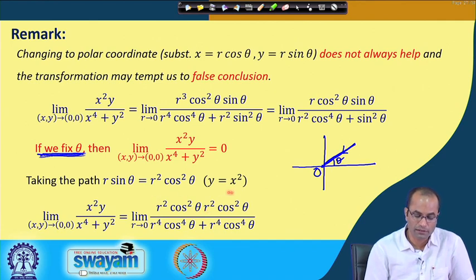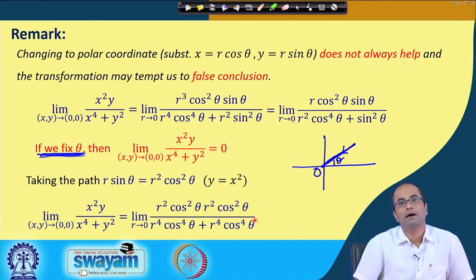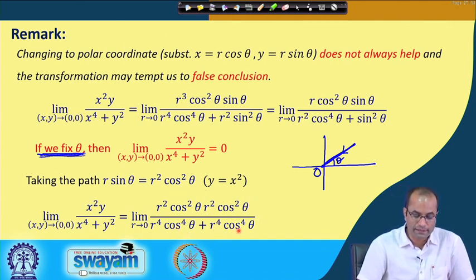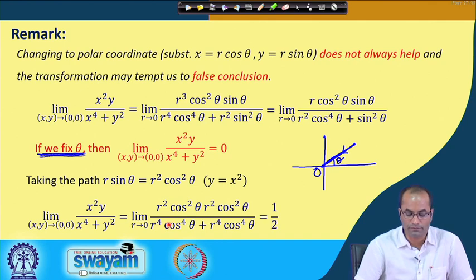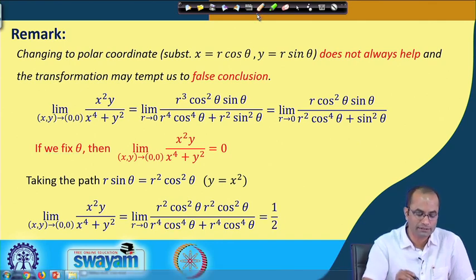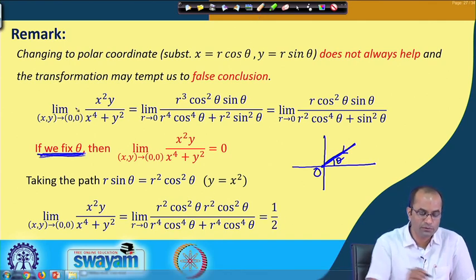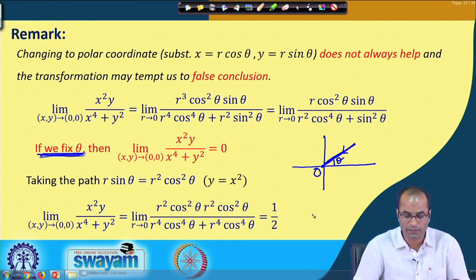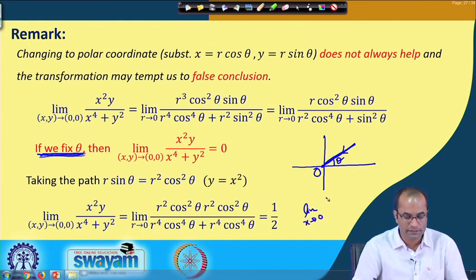So, we are getting here r power 4 cos 4 theta, and here we are getting 2 times r 4 and cos 4 theta. So, this will get cancelled and we will get this limit half. Or directly one can see just substituting y is equal to x square there, taking this path. So, we will get the desired limit, as x goes to 0 and then x square.